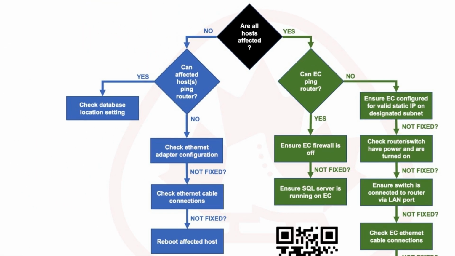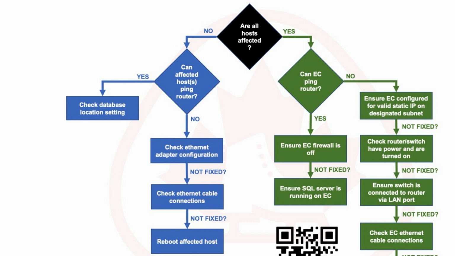Going back now to the top level question shown in the black diamond, if only some of the hosts are affected, and typically when this happens it tends to be just one laptop, then the first thing to check is whether or not the affected computer can ping the router. So you'll use ping, space, IP address of the router in a command prompt.